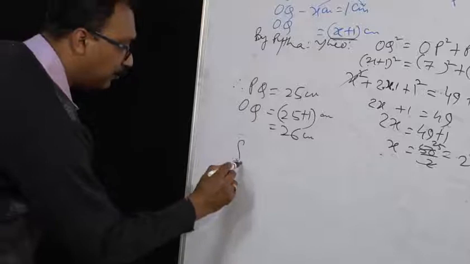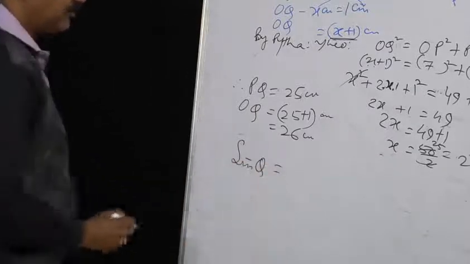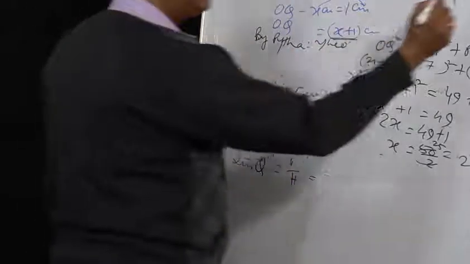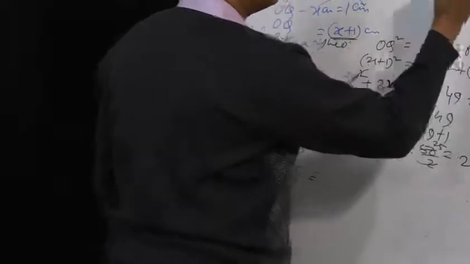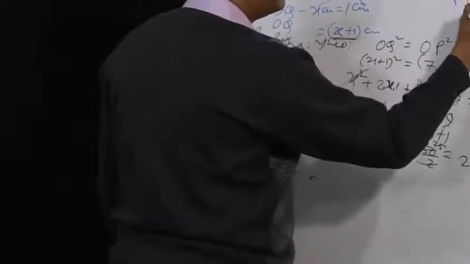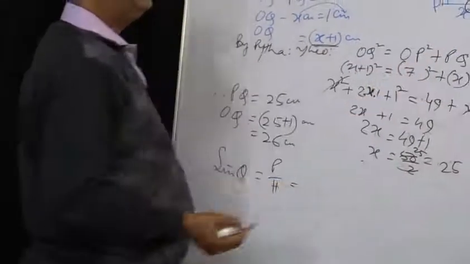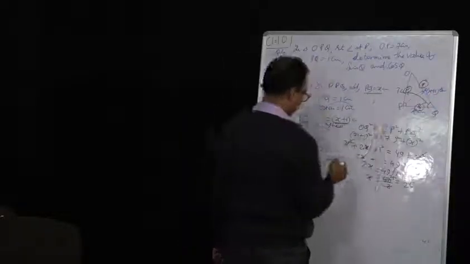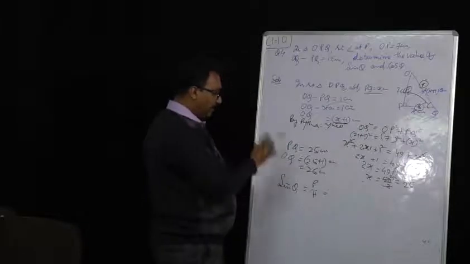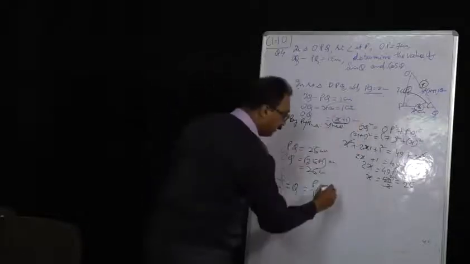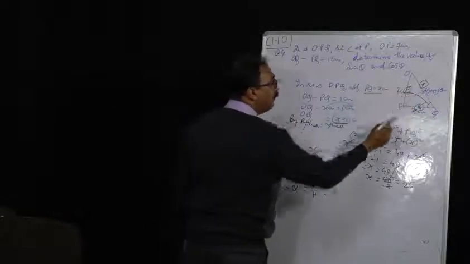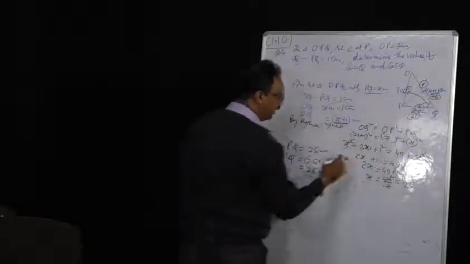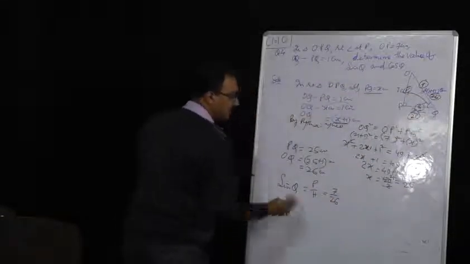Look at here, sine Q. Sine Q equal to, we already know, perpendicular by hypotenuse. Which one is perpendicular? As the angle is Q, perpendicular is this and base will be this. If the angle is O, then that will change. And this is the hypotenuse, opposite of 90. So, P by H, what is P here? 7 centimeter by, what value did we get here? X is 25 and we got 26, isn't it? So, P by H means 7 by 26, centimeter cancels.